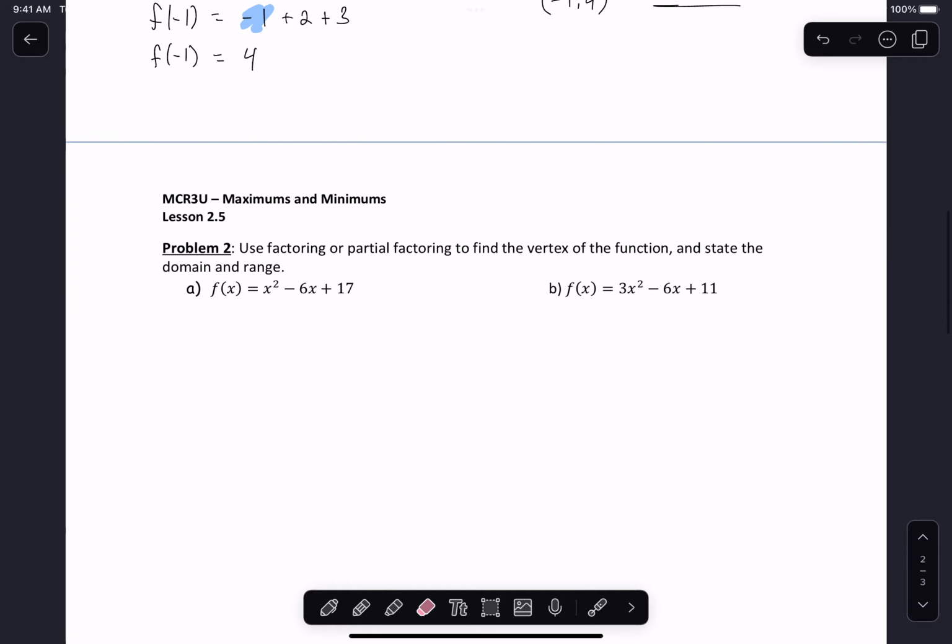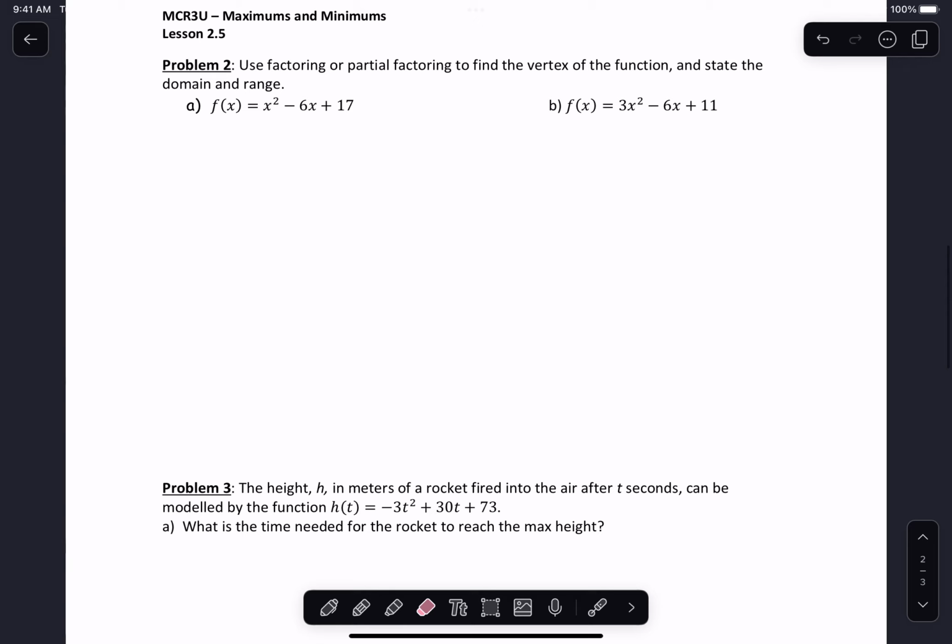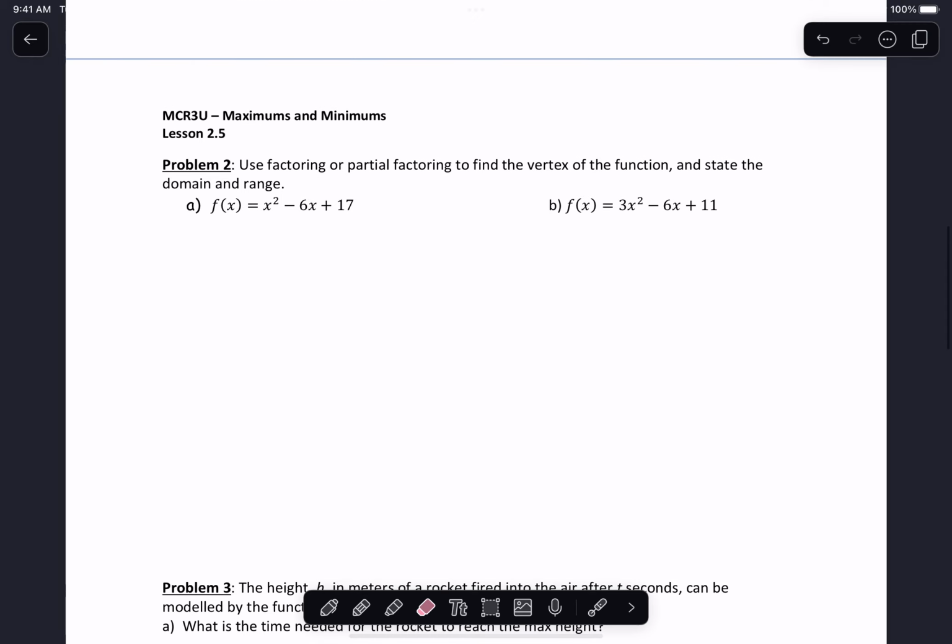Okay? So, use partial factoring to solve for the vertex of the function and state the domain and range. First things first, we're looking for the axis of symmetry. And then the second step is sub AOS into the equation to get the y value.